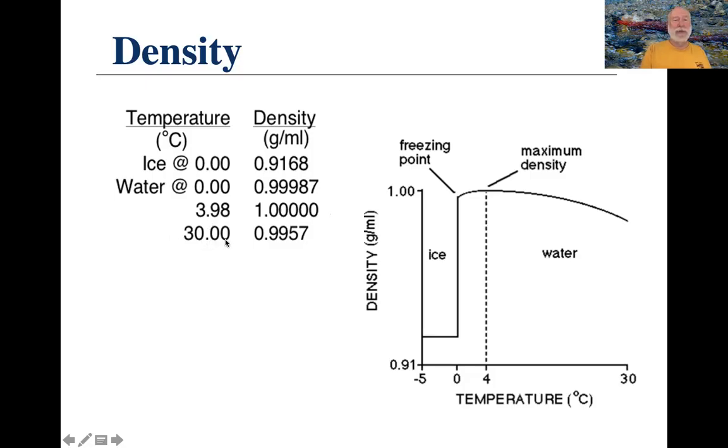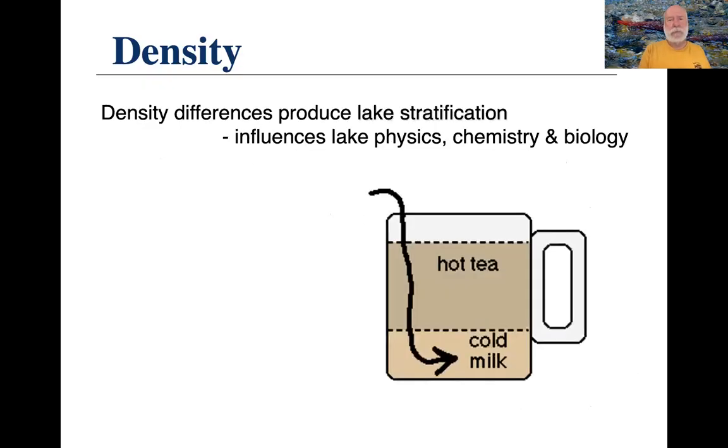And then we start seeing a decrease in density as we raise temperatures above that, such that at 30 degrees Celsius, which is approximately the highest temperature we see in natural waters around here, usually in summer, it is 0.9957 grams per milliliter. Okay, so that's the pattern that we see with respect to density changes in fresh waters with change in temperature.